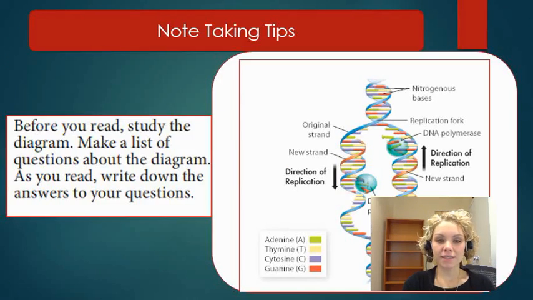Before we complete this lesson, study this diagram for a moment and make a list of questions you have about the diagram. As you read and listen to the lesson, write down the answers to any of the questions you have.